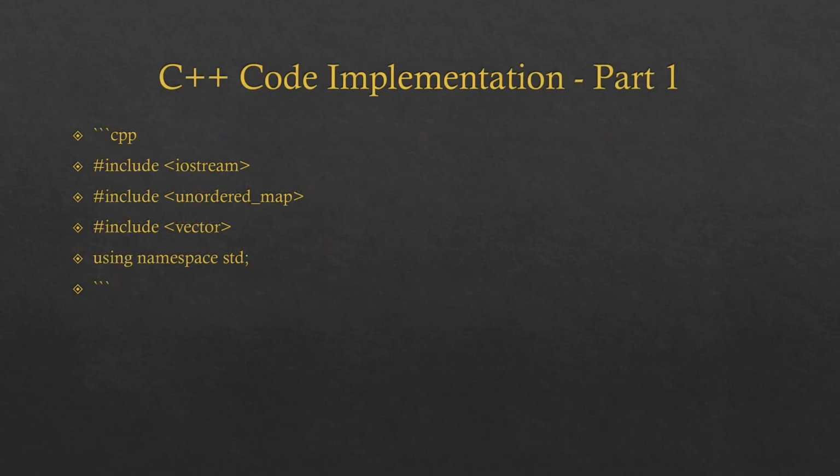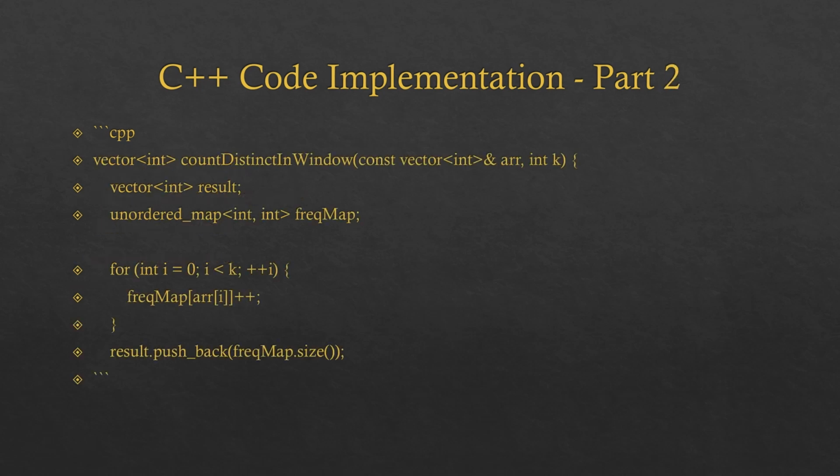Let's now look at the C++ code implementation. The first step is including the necessary libraries: IOStream, unordered map, and vector. We will use an unordered map to store the frequency of elements and a vector to store the final result. In this part of the code, we initialize the hash map for the first window and add the frequencies of the elements in that window. Once we have populated the hash map for the first window, we push the size of the hash map to the result vector.